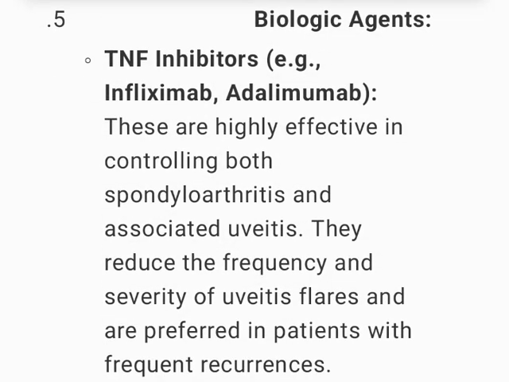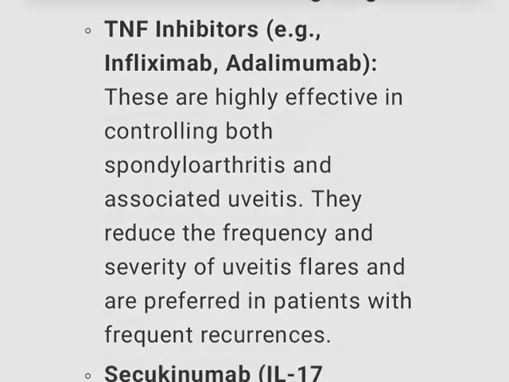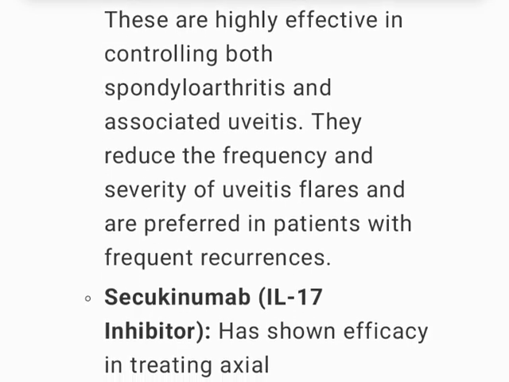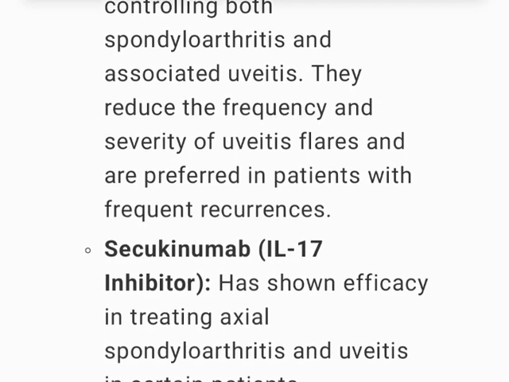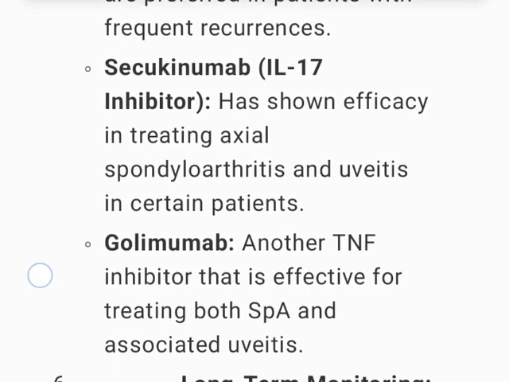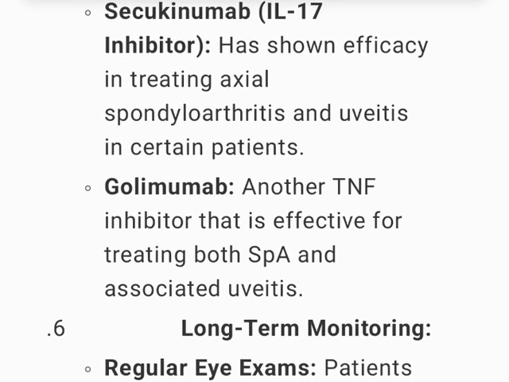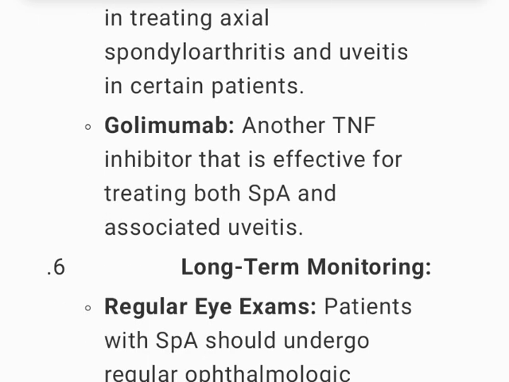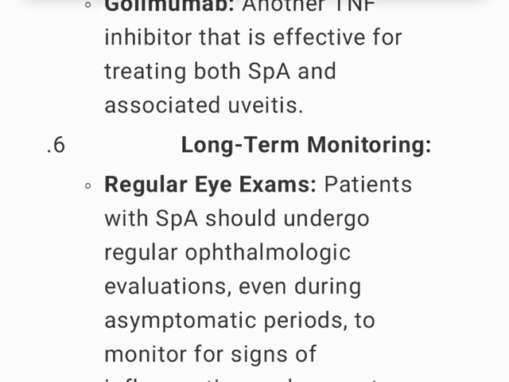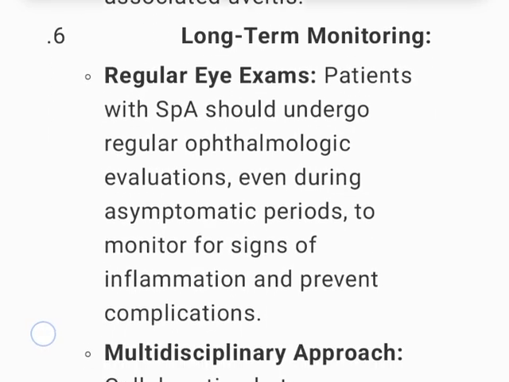5. Biologic agents, TNF inhibitors, e.g. infliximab, adalimumab. These are highly effective in controlling both spondyloarthritis and associated uveitis. They reduce the frequency and severity of uveitis flares and are preferred in patients with frequent recurrences. Secukinumab, an IL-17 inhibitor, has shown efficacy in treating axial spondyloarthritis and uveitis in certain patients. Golimumab, another TNF inhibitor, is effective for treating both SpA and associated uveitis.